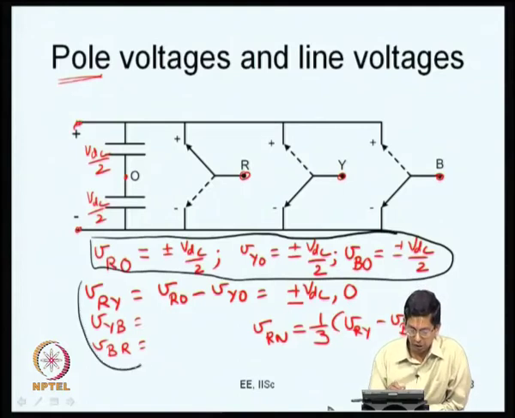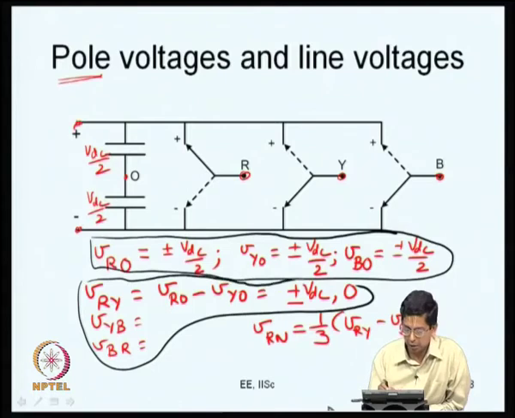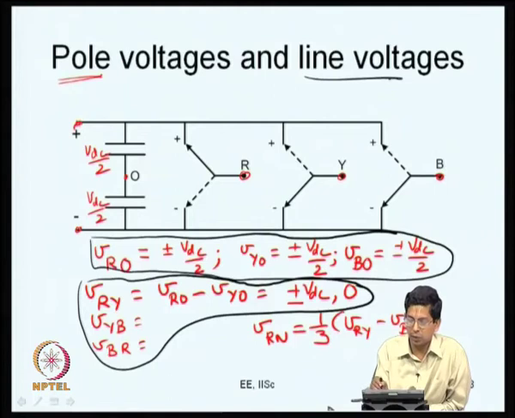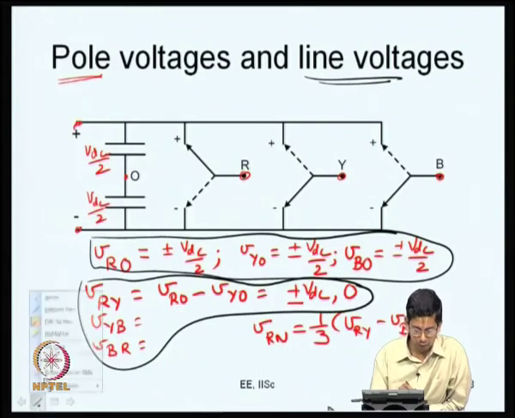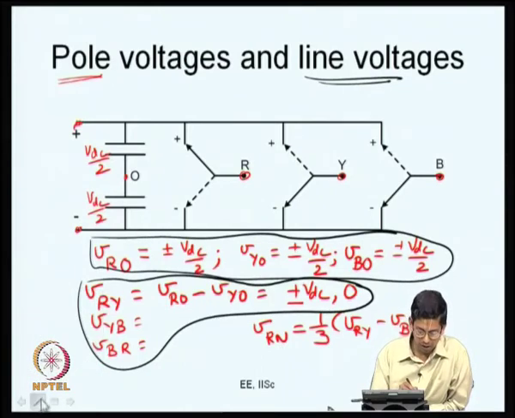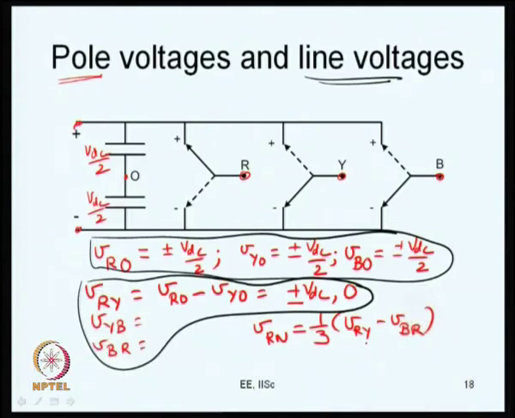And we have these voltages VRY, VYB and VBR. What are these voltages? These are the line to line voltages. So, if you consider a balanced star connected load, we will further have VRN, VYN and VBN. And how will those be? VRN is as given by this equation, 1/3 of VRY minus VBR.